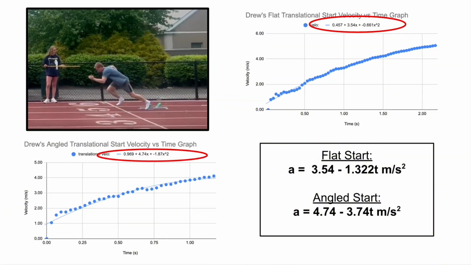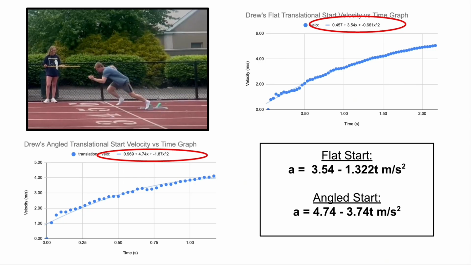Our third sprinter was Drew. He had his velocity graphs both shown here. Same concept, just take the derivative of the equations given from the polynomial line of best fit of the scatter plots. And you also see that his angled start was much faster than his flat start, with that acceleration being 3.54 minus 1.322 times time, meters per second squared, and his angled start acceleration was 4.74 minus 3.74 times time, meters per second squared.